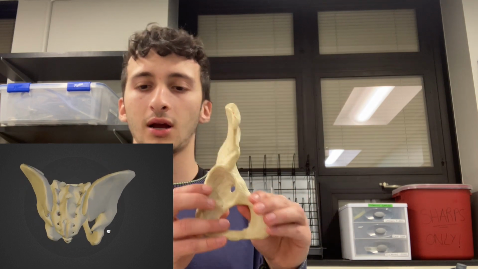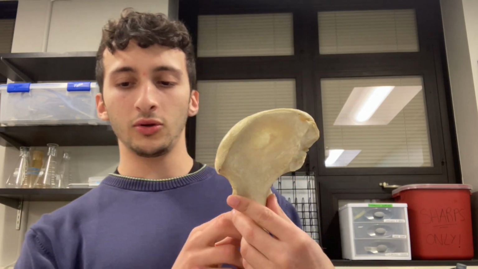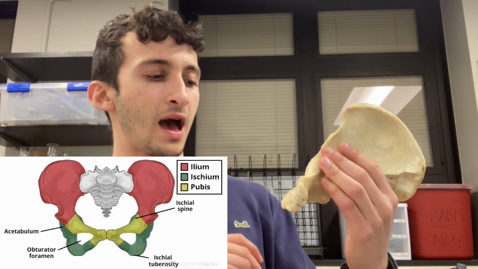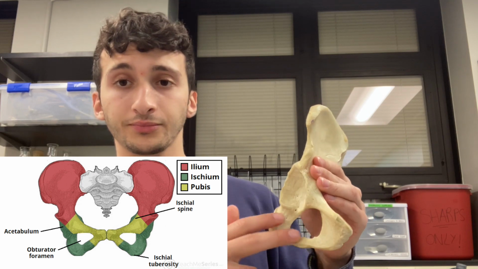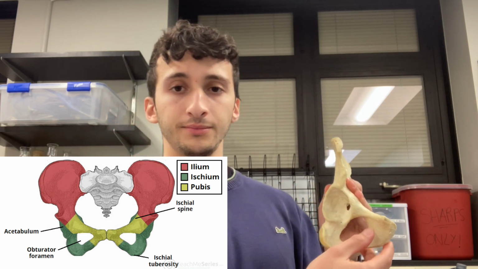So the first bone that we have is the os coxa. It's important to realize that there is a left and a right os coxa. What I'm holding right here is a right os coxa, and it's composed of 3 bones. You have the ilium here, up top, then you have the ischium here, and then you have the pubis right here.